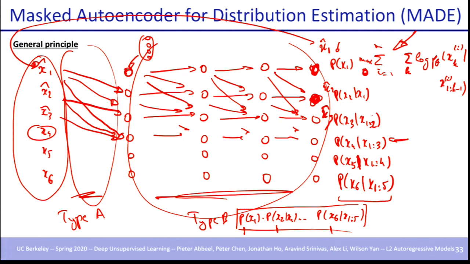OK, so I think those are the three main questions that came up over break. This was, how do we know it normalizes? How do we train it? And how do we sample? Did I miss any questions? OK, so that's MADE.